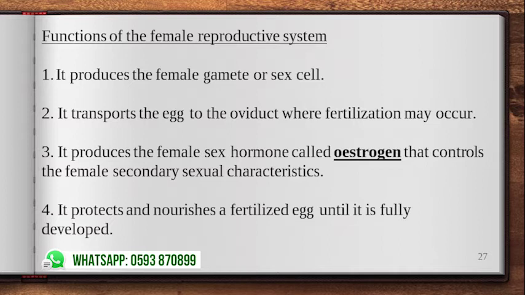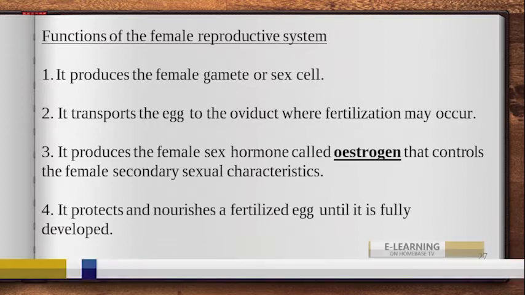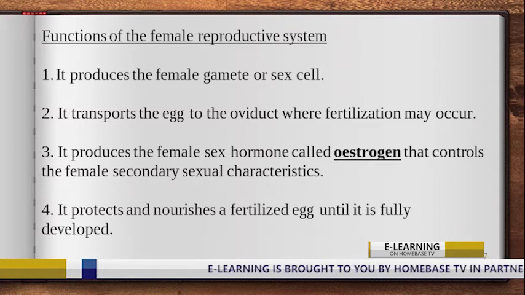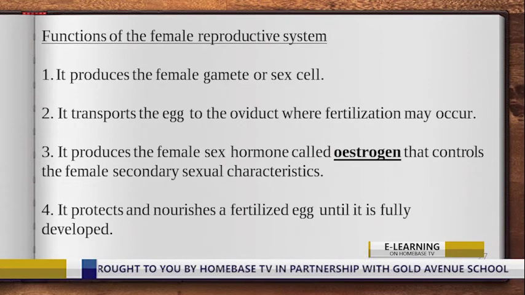3. It produces the female sex cell. 3. It produces the female sex hormone called estrogen. Estrogen that controls the female secondary sexual characteristics. 4. It protects and nourishes a fertilized egg until it is fully developed.